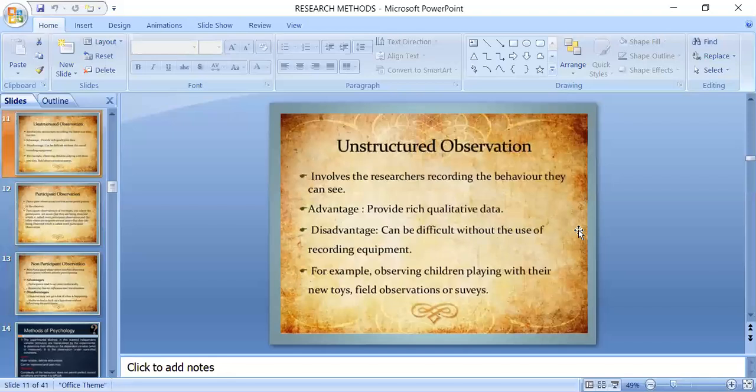Unstructured observation involves the researcher recording the behavior they can see. Advantage: it provides rich qualitative data. Disadvantage: it can be difficult without the use of recording equipment. For example, observing children playing with their new toys, or field observation. On the spot, they are keeping records in a written form, and these records are not properly recorded or filmed by any innovative equipment. So there are huge chances of error.